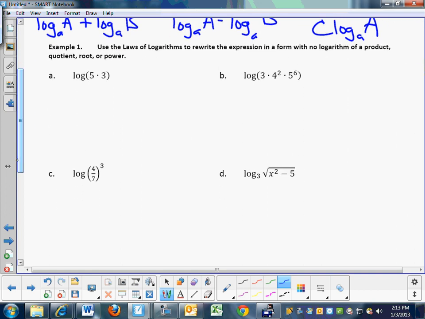All right. Use the laws of logarithms to rewrite the expression in a form with no logarithm of a product, of a quotient, of a root, or a power. Often when people get to this section, they ask Mr. Gens, "Mr. Gens, when am I done?" And I say, when you do not have a product, a quotient, a root, or a power. That's when. The directions say that. Right now, I have a product, 5 times 3. I want to separate it using my laws of logarithms. How can I rewrite this?